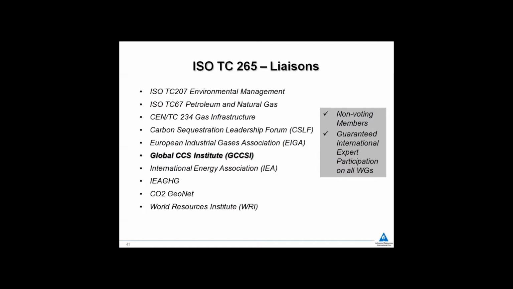The liaisons that exist, presently there are several. There are 3 existing ISO technical committees, the environmental management, the petroleum and natural gas, and the gas infrastructure, that liaise with TC265. There's enough overlap predominantly in the management system and on TC207. And TC67 and 234 is predominantly pipeline transportation of CO2, to make sure that the work that those 2 organizations, TC67 and 234, are doing doesn't conflict with what 265 is doing, and to make sure there aren't any gaps that are missed. And then there are a host of NGO liaisons, certainly most notably the GCCSI, that participate by having their international experts participate in this process.